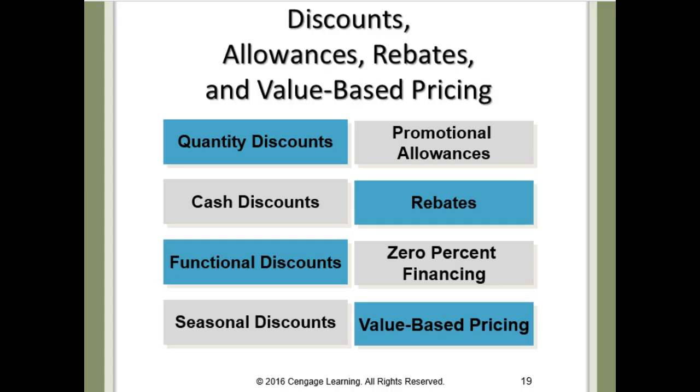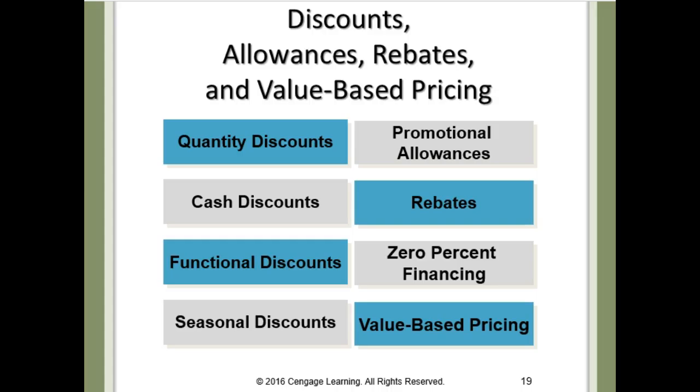Cash discounts are offered for prompt payment of your bill. Functional discounts, also called trade discounts, are often offered when intermediaries in the channel of distribution perform a service for the manufacturer. Seasonal discounts are lower prices for buying merchandise out of season. Promotional allowances are payments to dealers for promoting the manufacturer's products in their store. Rebates are just cash refunds for buying a product in a specific period of time.